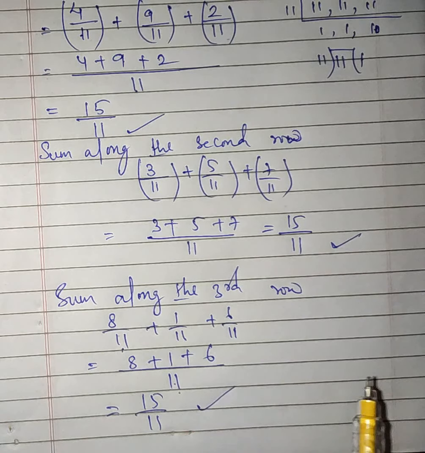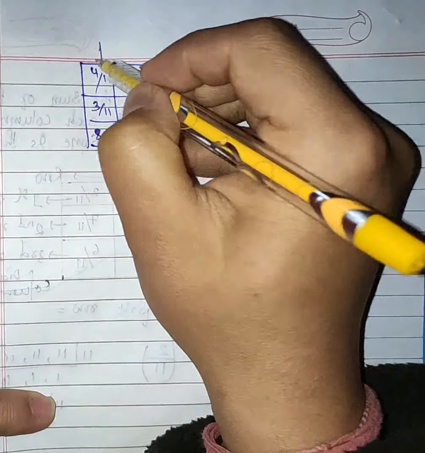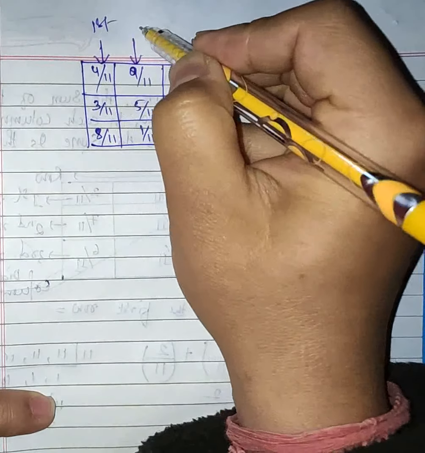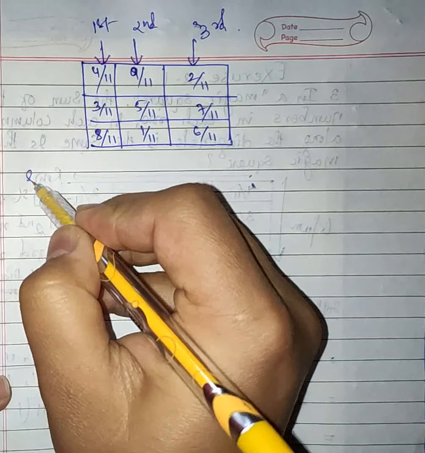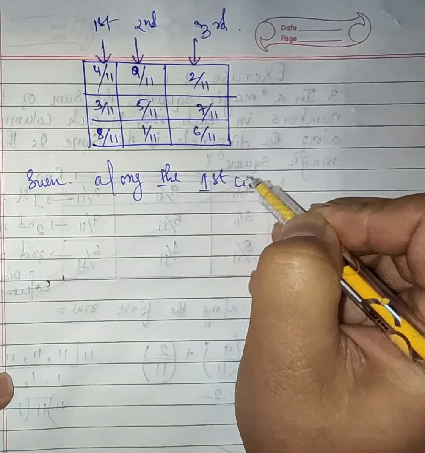To consider a square a magic square box, you have to take all three things: row, column and diagonal. Adding each row we got the same number, okay fine, but adding each column and diagonal you also have to get the same number, that is 15 by 11. So let us solve for each column. Now for columns, this is our first column, second column and third column, right? So we will consider the first column, the sum along the first column.